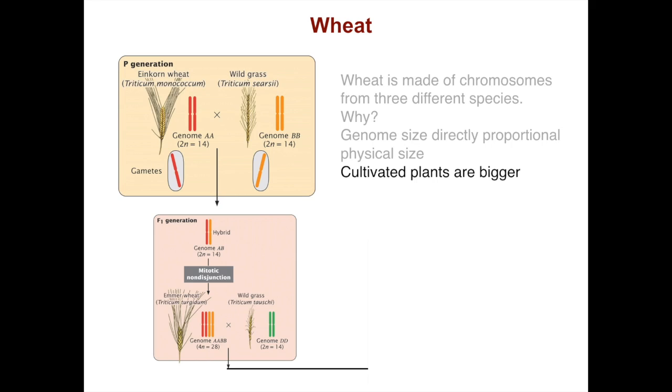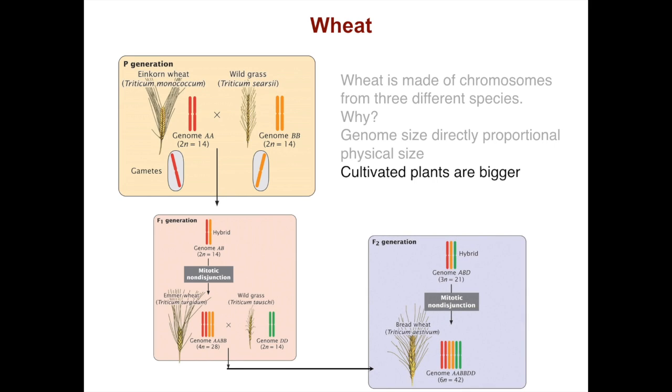This was crossed to wild grass again, producing another hybrid that was 3N. Through mitotic non-disjunction, we eventually ended up with the bread wheat, which we use today, and its genome was 6N, and it had 42 chromosomes. And this is known as a hexaploid because it is 6N.